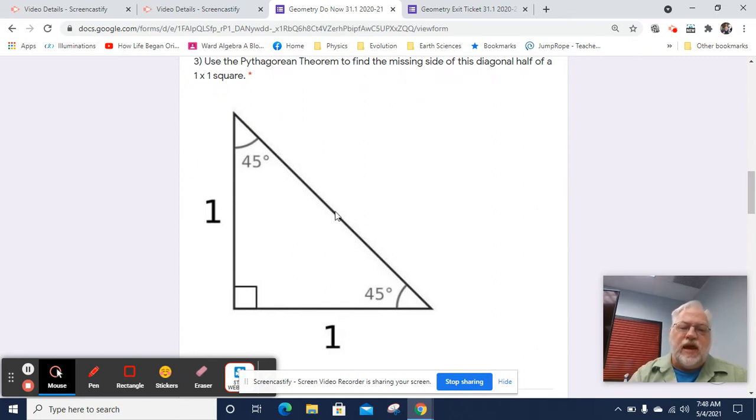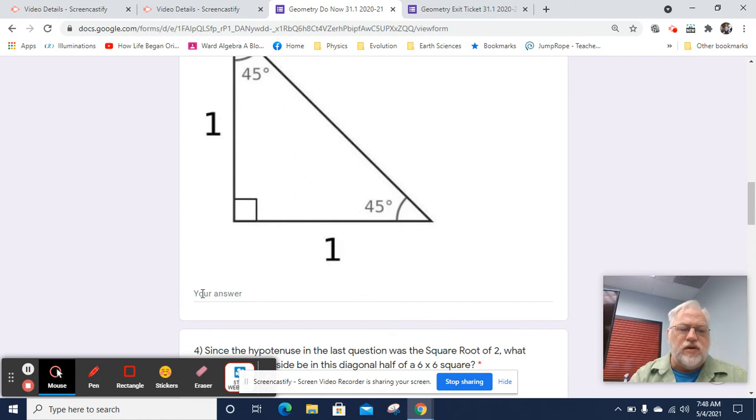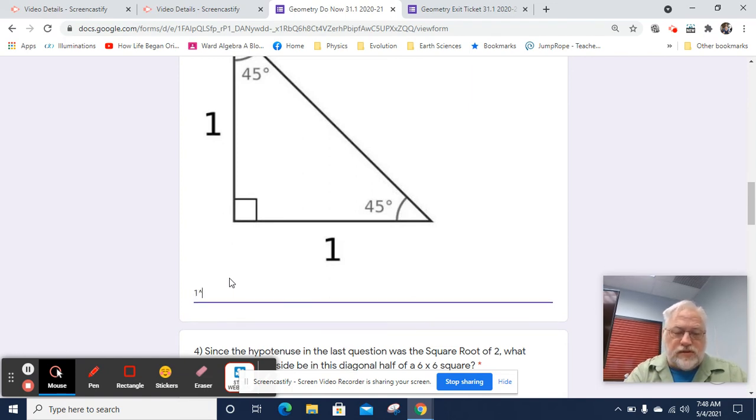But this is half of a square sliced diagonally. We've got a 45, 45, 90 degree triangle. These two sides are the same, and these are the legs. This is the a squared and the b squared. So we can say a squared plus b squared equals this side squared, that'll be c squared. So instead of a squared plus b squared, it's just going to be 1 squared plus 1 squared equals c squared.